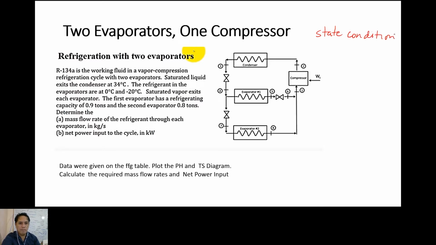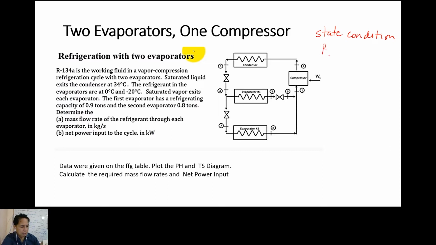Okay, so we will review this because I still see some of the drawings which are not correct. Now, we review this because I want to be more clear on this, rather than discussing again and again many other problems, but you don't understand the basics. So here R134 is the working fluid in a vapor compression refrigeration cycle with two evaporators. So at the outset, you know that it is a multi-evaporator system.